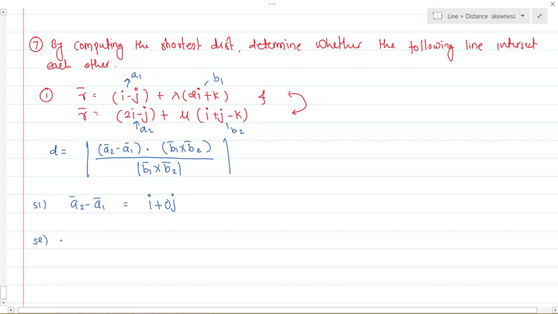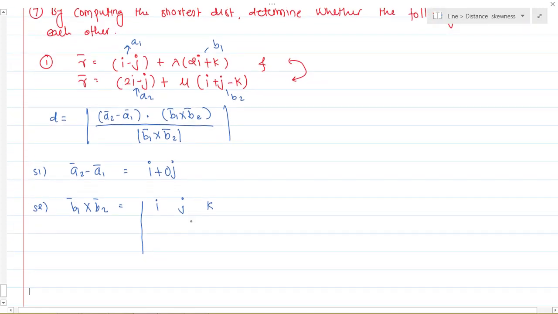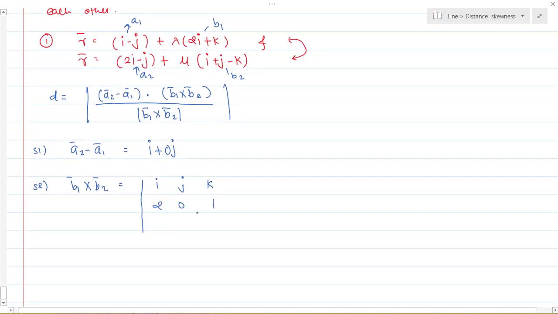Now let's find b1 bar cross b2 bar, which is equal to the determinant of i j k. Let's have some space here. b1 is 2 0 1, and b2 is 1 1 minus 1. Solving for b1 cross b2, it is i into bracket 0 minus 1, minus j into bracket minus 2 minus 1, and plus k into bracket 2. This gives me minus i plus 3j plus 2k. So this becomes my b1 bar cross b2 bar.